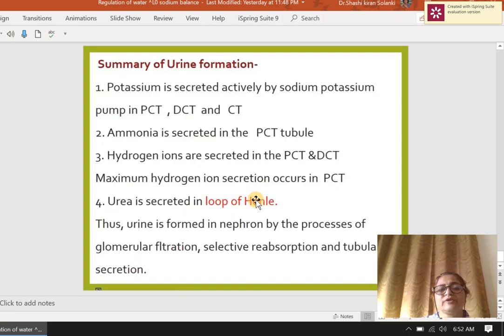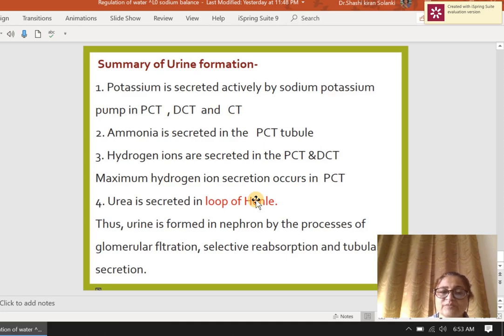Now the total summary of urine formation, as I told you in the first lecture: the first step was glomerular filtration, the second is reabsorption and secretion. Some unwanted substances are secreted into the filtrate, and a few which are very essential for our body are reabsorbed. Now what molecules are being secreted? Just have a look. Potassium is secreted actively by the sodium potassium pump in the PCT, DCT, and collecting tubules. Ammonia is also secreted in the PCT. Hydrogen ions are secreted in the PCT and DCT. Maximum hydrogen ion secretion occurs in the PCT, whereas urea is secreted only in the loop of Henle.